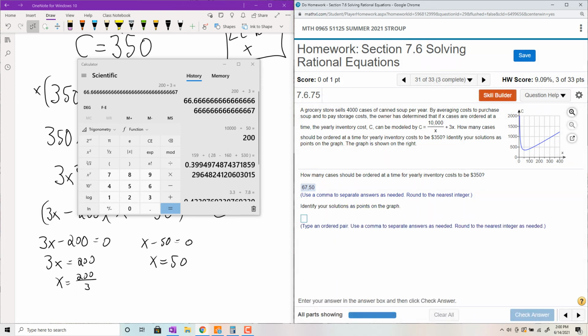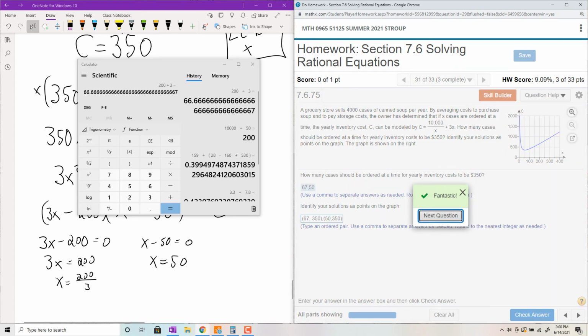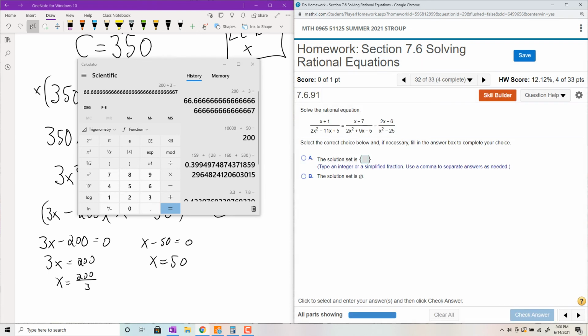Identify your solutions as points on the graph. Well, okay, so the x is the 67, and then the y would be the 350, right? And then you could think, okay, that's also true for 50, comma 350. So the ordered pairs are x, comma c. So c is like y. Okay. And anything else? No. Okay.